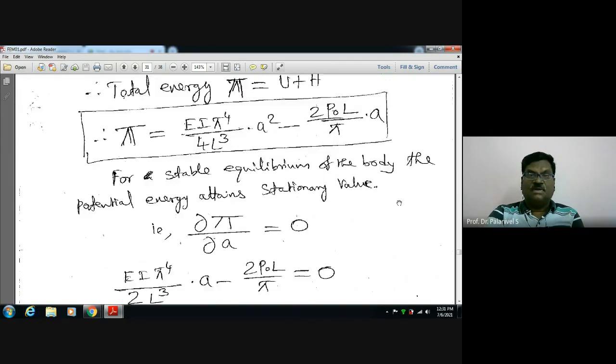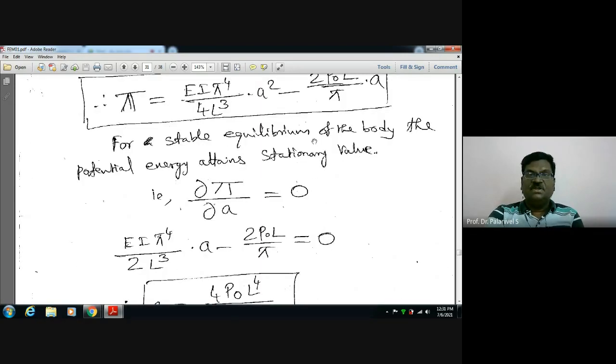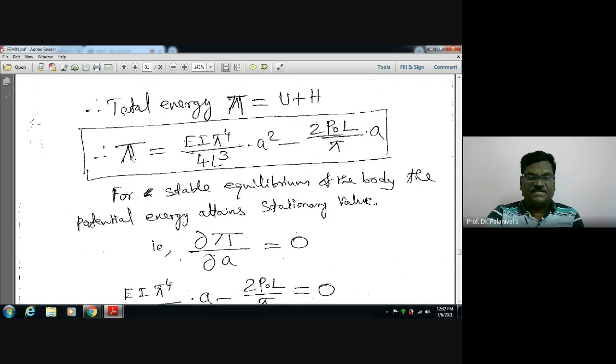Now I'm discussing further. For stable equilibrium of the body, the total potential energy attains a stationary value. Therefore, dou pi, its first derivative, its variation, must be 0.